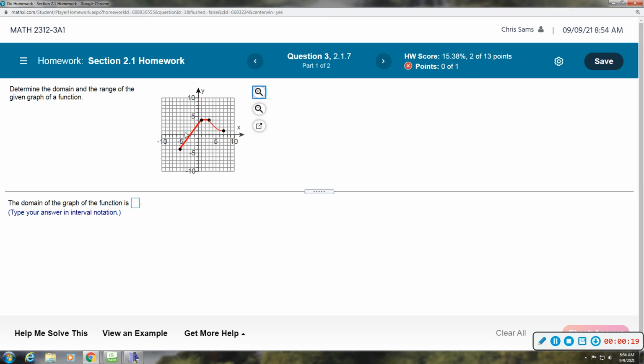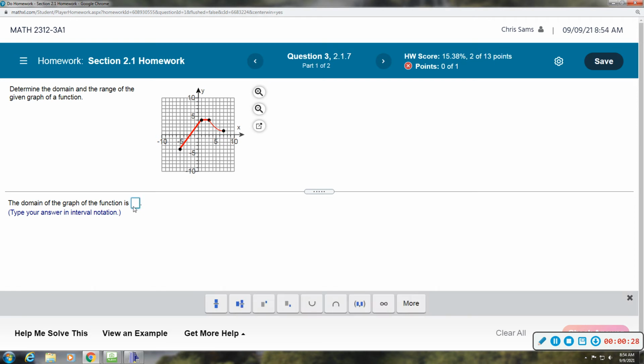So as I go all the way to the left, it looks like this is -5. That's the furthest point. Because it is a dot, we will include that point. So this time we will do square bracket. -5 is the leftmost point. And then as I trace to the right, this looks like 5, 6, +7 is my rightmost point. And again, we will use square bracket. Those points are included. We know that because it's indicated by a solid dot.